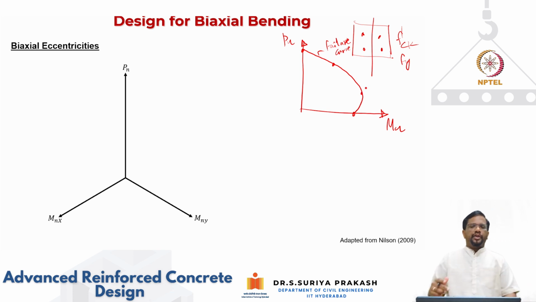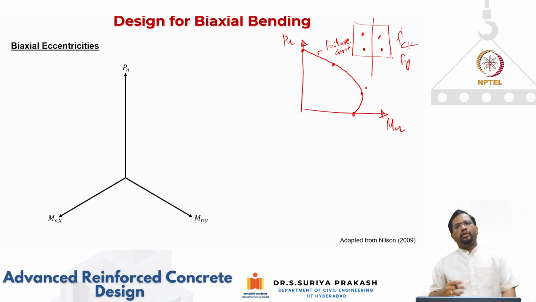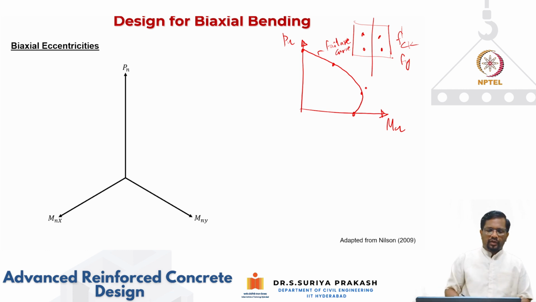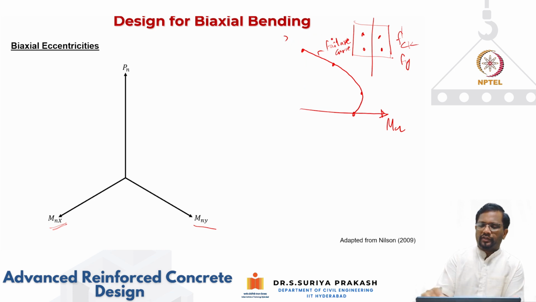So for uniaxial bending and compression, what we get is a failure curve. It is a curve, okay? But here we are talking about biaxial bending. So if you look at the capacity, it is not only going to have a bending moment capacity about one axis, you are going to have bending moment capacity about other axes. So this uniaxial bending and axial compression curve will be a special case of biaxial bending.